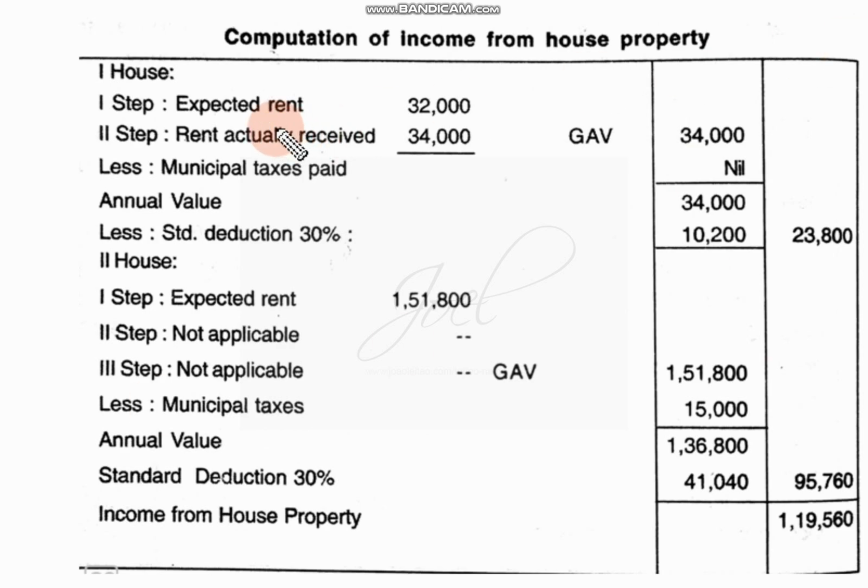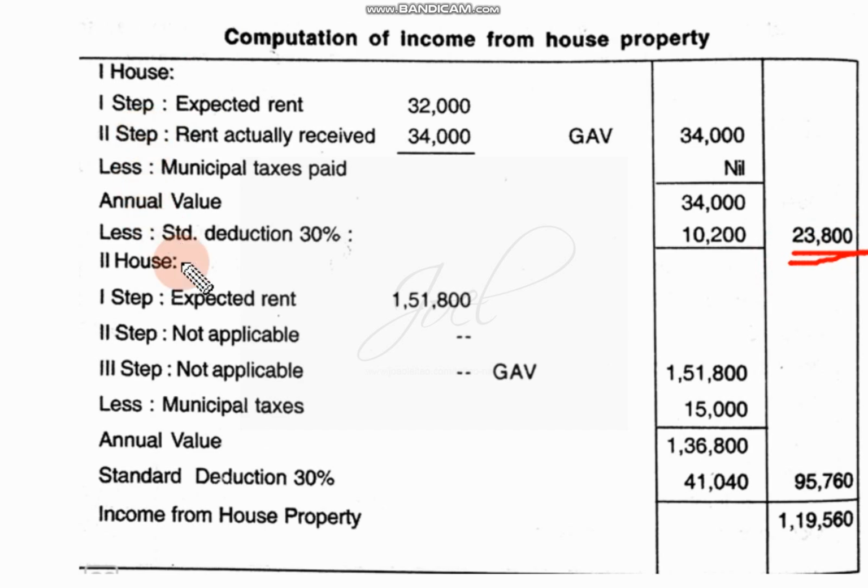Two amount columns. As I told, expected rent was 32,000 and 34,000. How did you get this 34,000? 39,500 minus 5,500. So you arrive at the rent actually received. When you compare these two, 34 is the highest one. No amount of municipal tax is given as paid, so no municipal tax is deducted. Only one deduction, that is the 30% standard deduction. When you do that, you will get 23,800 as the final answer.